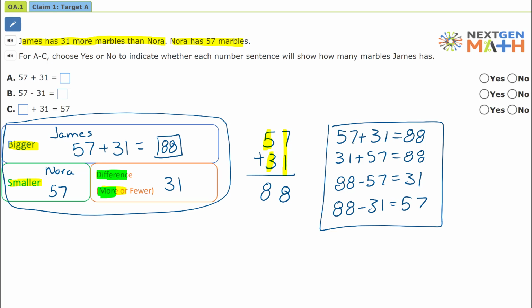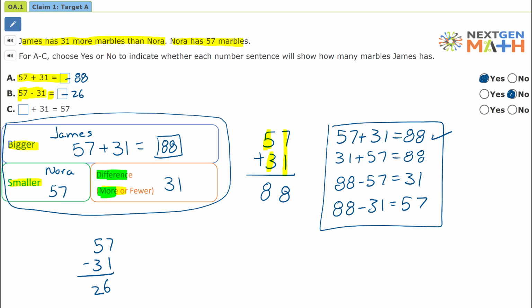So let's look at A. A reads 57 plus 31 equals, well, we know what that amount is. That equals 88, and that's this one right here, so we know that this is a yes. For B, B reads 57 minus 31. What does that equal? Well, that's going to be a smaller number, so we'll do 57 minus 31 right here, and that number is going to be equal to 26. And so this is going to be a no.